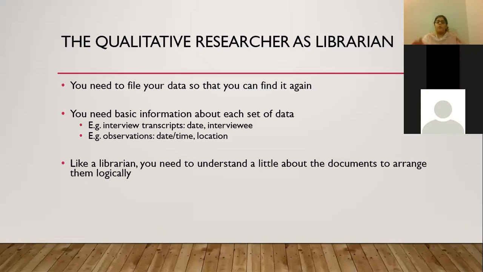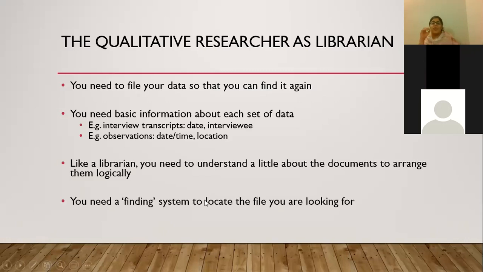So like a librarian, you need to understand a little bit about the documents to organize them logically, to arrange them logically, okay? So you need to be able to arrange your things. You need a finding system to locate the file you're looking for. So you should always have a specific folder where all your data is, and then specific names for all the files. Okay, does that make sense?